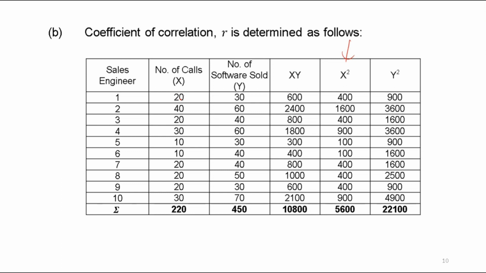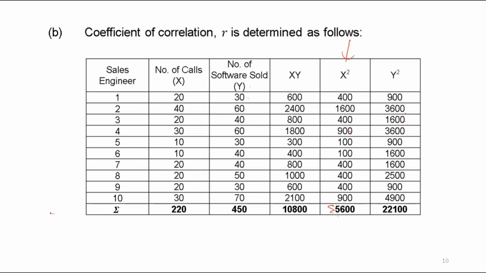So 20 to the power of 2 is 400, 40 to the power of 2 is 1,600, and 30 to the power of 2 is 900. Then you need to find the summation. And then you need to find Y to the power of 2. So 30 to the power of 2 is 900, 60 to the power of 2 is 3,600, and 40 to the power of 2 is 1,600. Then total up, so you get the summation of Y to the power of 2 is 22,100.